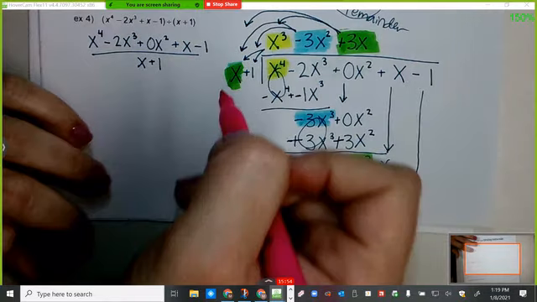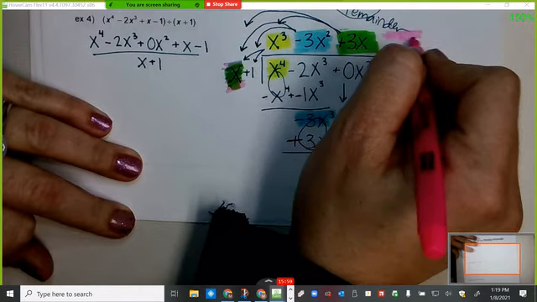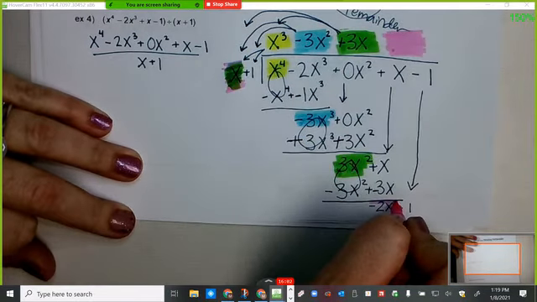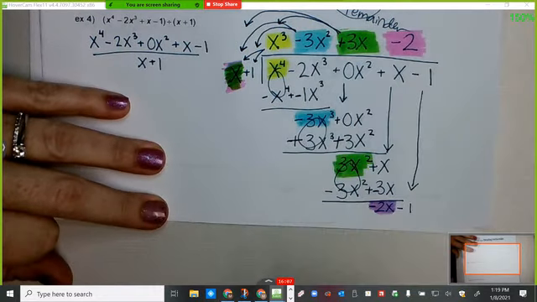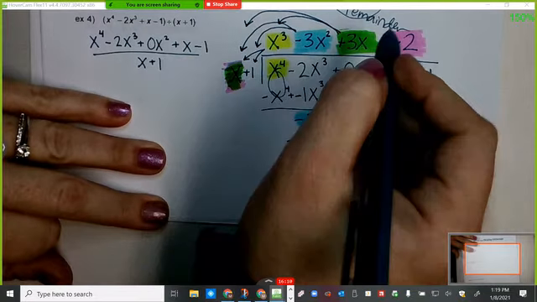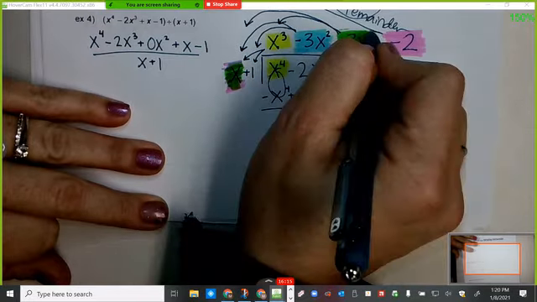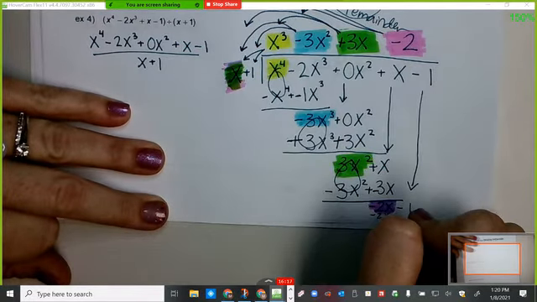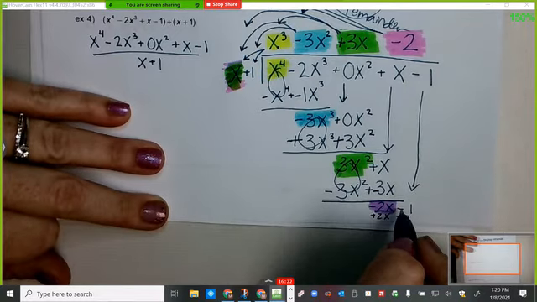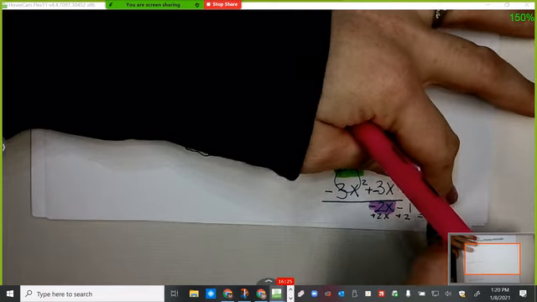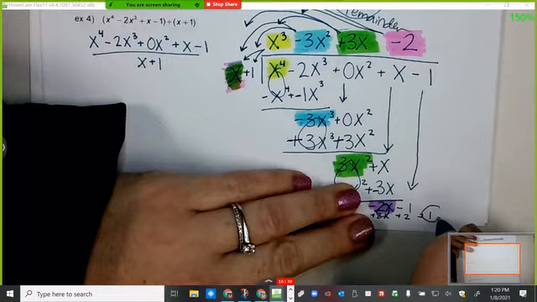And this might get a little ugly. X times what gives me negative 2x? Okay, negative 2 times x is negative 2x. Negative 2 times 1 is negative 2. But we're subtracting, and that makes 2 double negatives, so we're adding. What's negative 1 plus 2? 1. Okay? Now that 1 is your remainder.